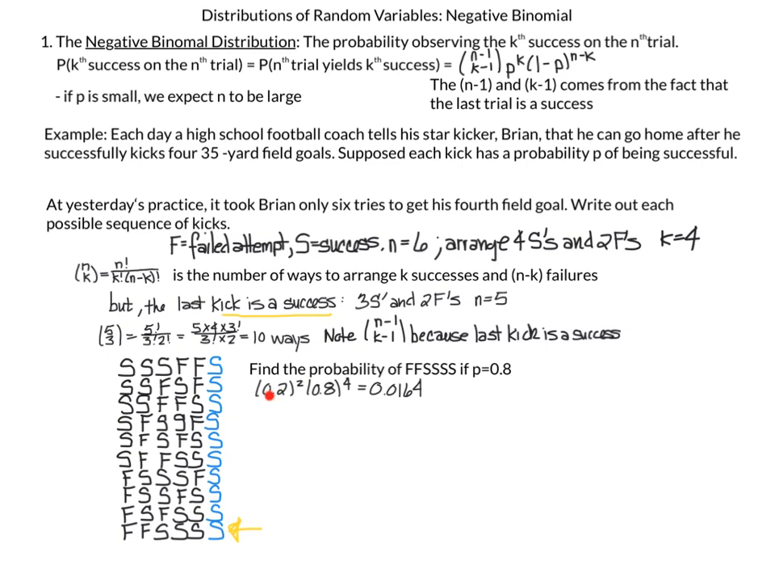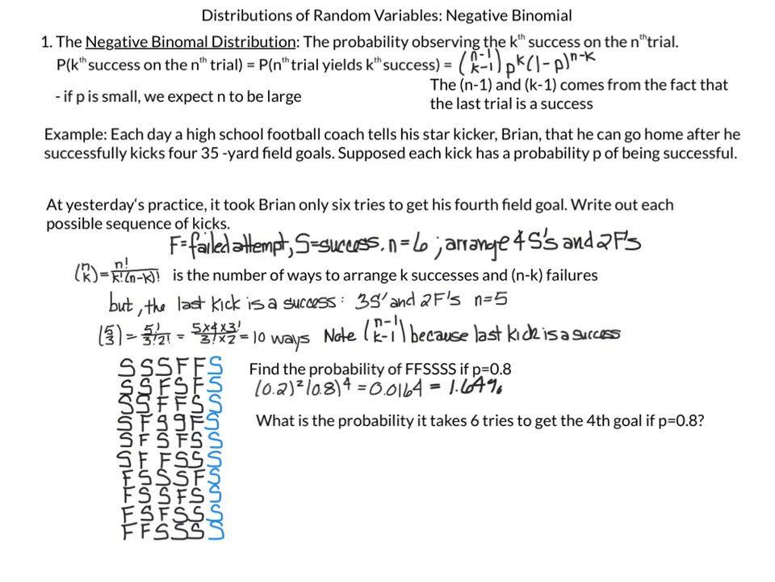So that's going to be 2 failures. The probability of failure is 1 minus 0.8, and there are 2 of them, so we square that. And then we have 4 successes. So probability of success, we have 4 of them, so we raise that to the 4th. And our final answer is 0.0164. That is 1.64%.